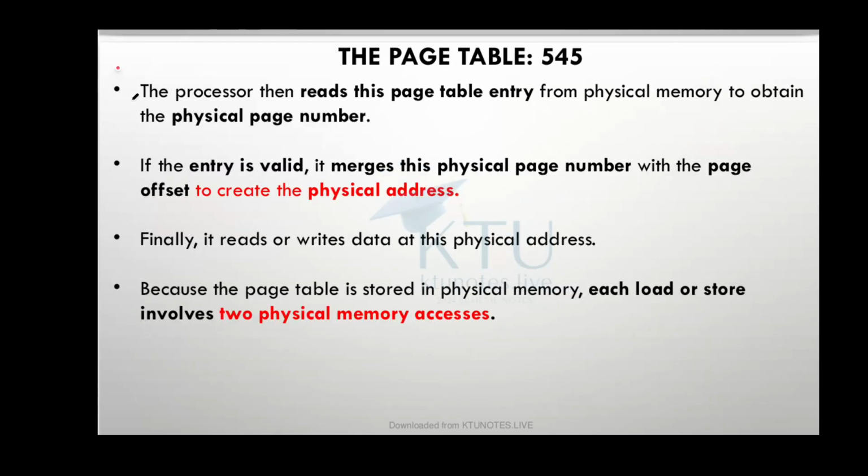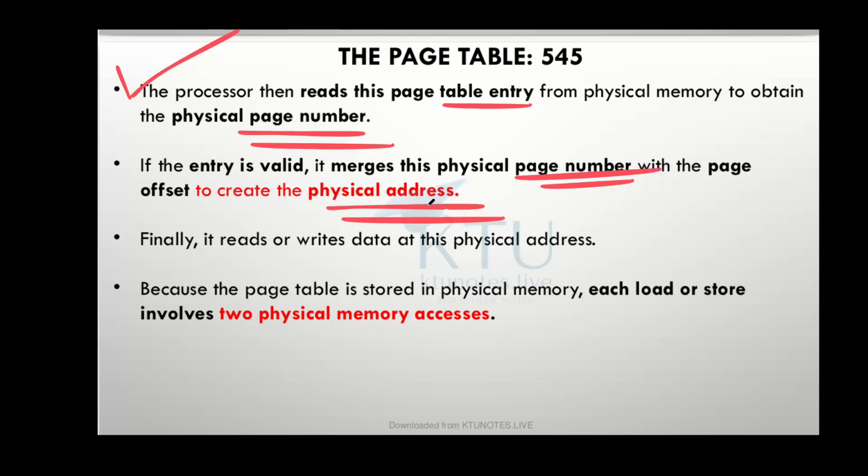Now the processor reads this page table entry from the physical memory to obtain the physical page number. If the entry is valid, it merges the physical page number with the page offset to create the physical address. So if the valid bit is set, we get the physical page number and add it to the offset, and we get a physical address.